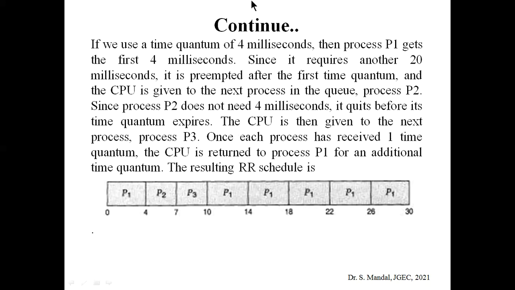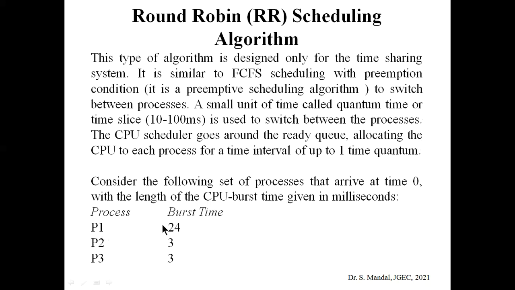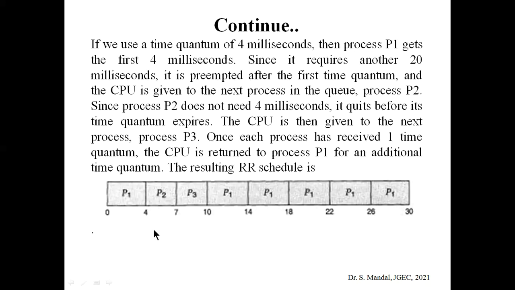Okay, so you can see that if you use a time quantum of 4 millisecond, then process P1 will get the first 4 millisecond of time. You can see that the total burst time required for P1 is 24 millisecond. So the remaining time for the P1 process will be 20 millisecond. But as we are using the RR algorithm, P1 process will be executed for one time slice only. So initially P1 will be executed for 4 millisecond.